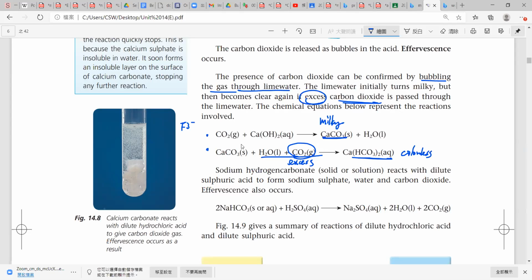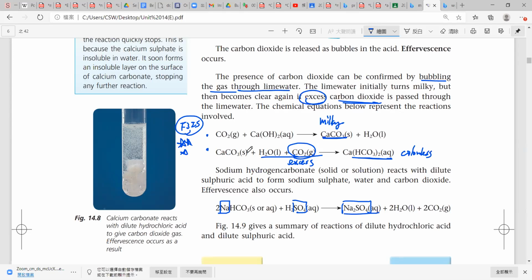So it's very good that these two equations that you know in Form 3 IS, I change them to chemical equations. Please memorize this. Let's start here. Now, sodium hydrogencarbonate reacts with dilute sulfuric acid to form sodium sulfate. Now, you may see that sodium ion and sulfate. So we will call it sodium sulfate.